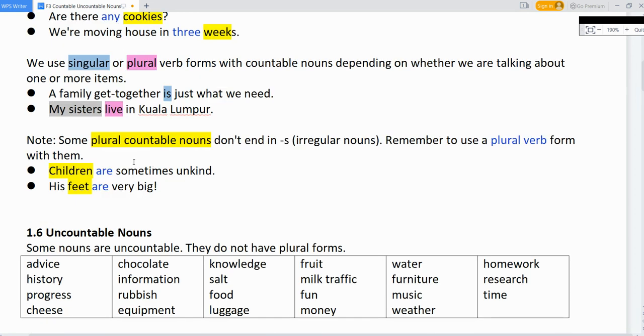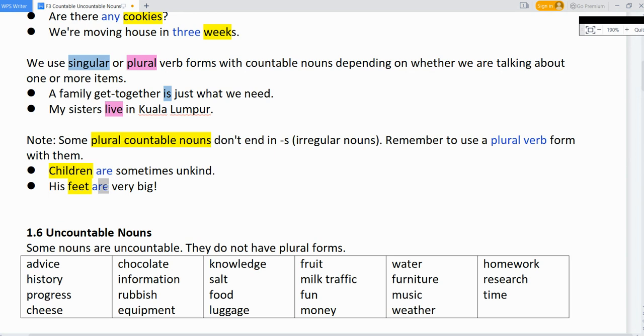Okay, note. Some plural countable nouns, ada kata nama yang plural dah boleh dikira ni, don't end in S or ES. So we call them irregular nouns. Okay. Remember to use a plural verb form with them. For example, we don't say childs. Okay. Untuk kanak-kanak, we don't say childs, we say children. Okay. Kalau kaki, ada banyak kaki, we don't say foots, we say feet.